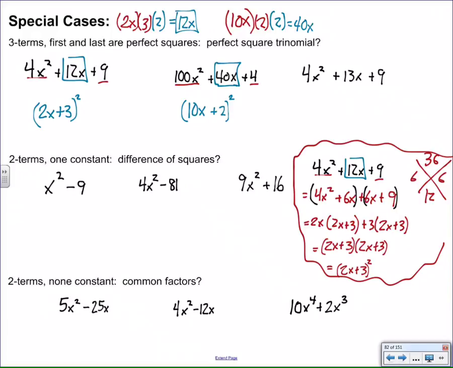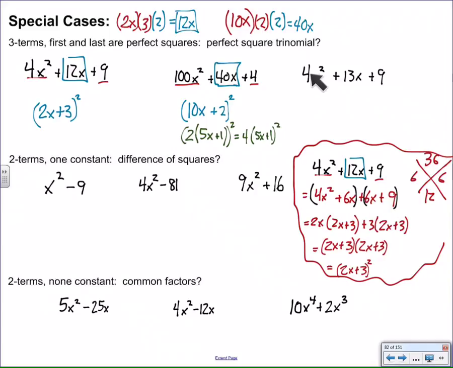Keeping in mind here, of course, we could take this one step further and take out a 2, leaving us with 5x plus 1, all of that squared. So we could also say that that's equal to 4 times the quantity 5x plus 1 squared. That's fully factored, but that's for a later day. We'll deal with that kind of stuff then.